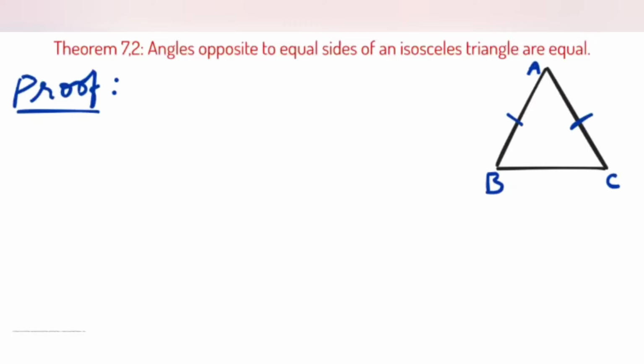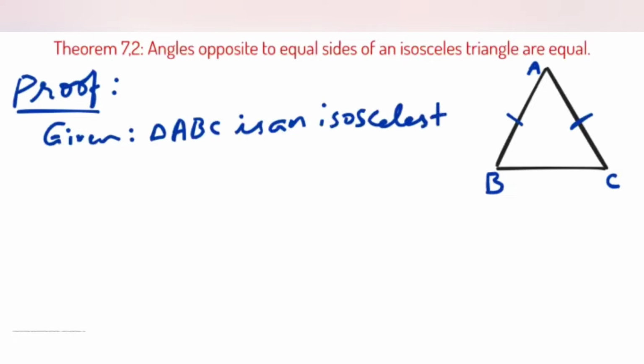For this proof, let us first write what is given. It is given that ABC is a triangle. What triangle? An isosceles triangle in which AB and AC are equal. AB is equal to AC. This is given.